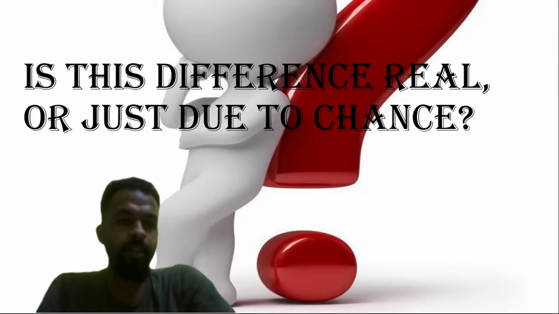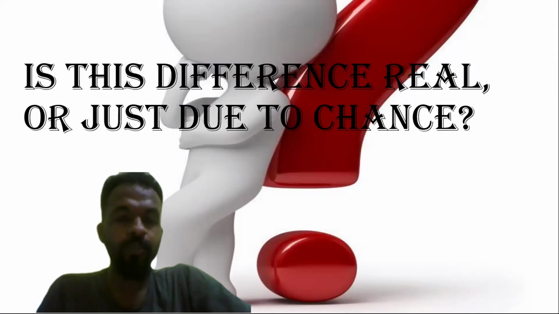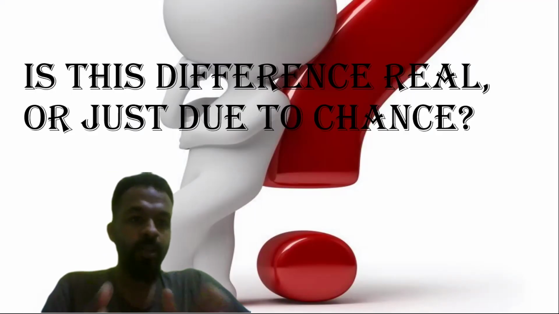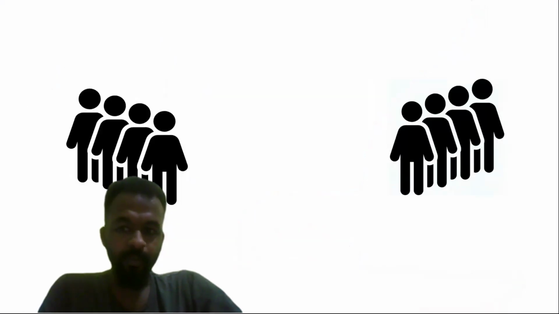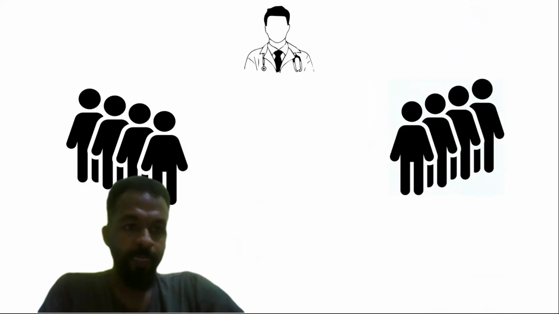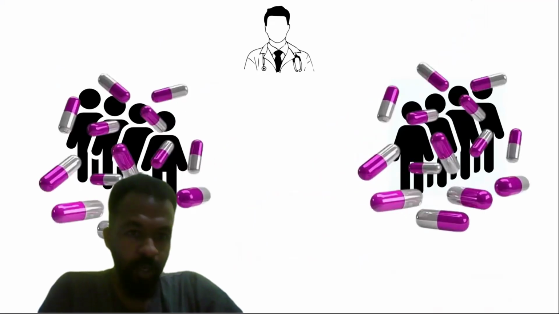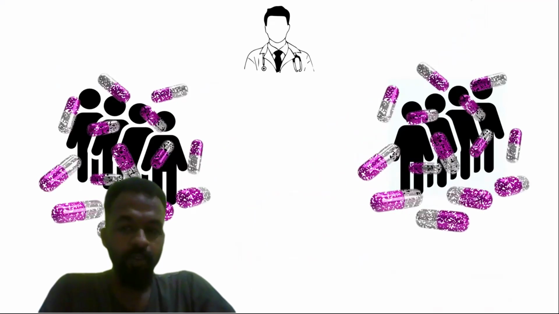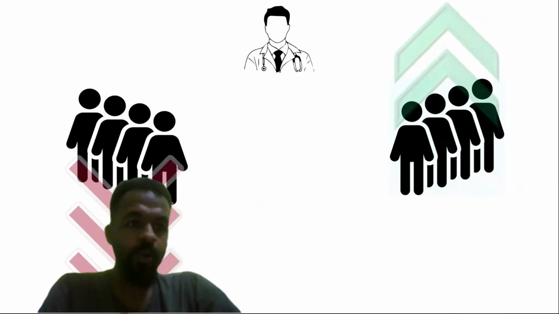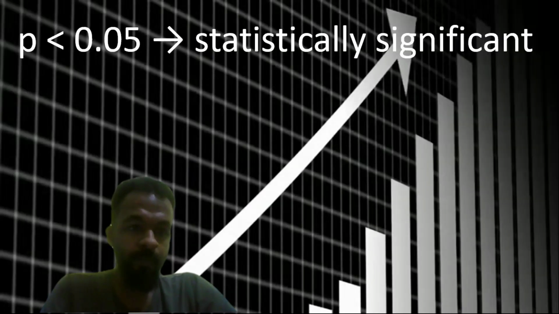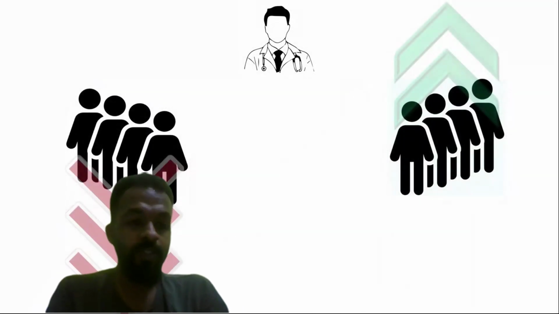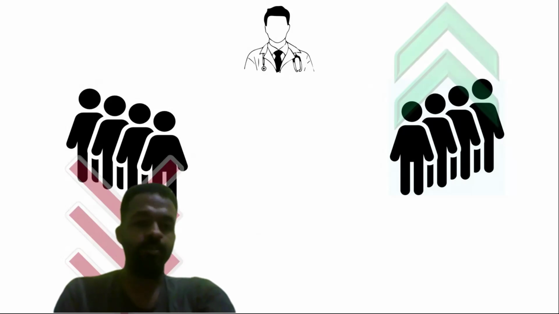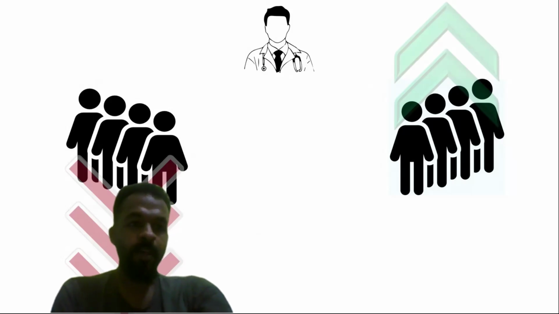Hypothesis testing is simply a method we use to determine whether an observed result is likely to be real or whether it may have happened by chance. Imagine a doctor wants to know whether a new drug lowers blood pressure better than an old drug. So if one group improves more, we ask, did the medication truly make a difference, or could this difference simply happen by random chance? That's the purpose of hypothesis testing.